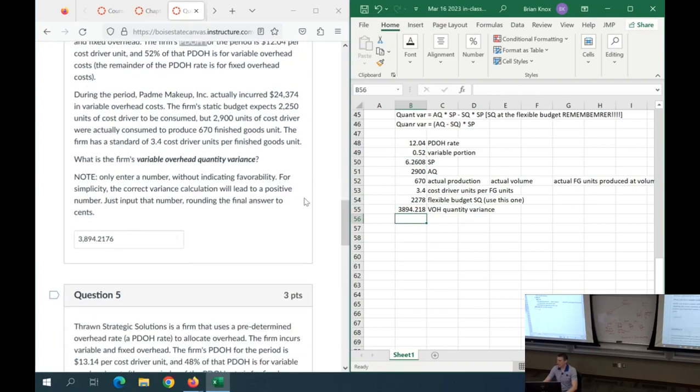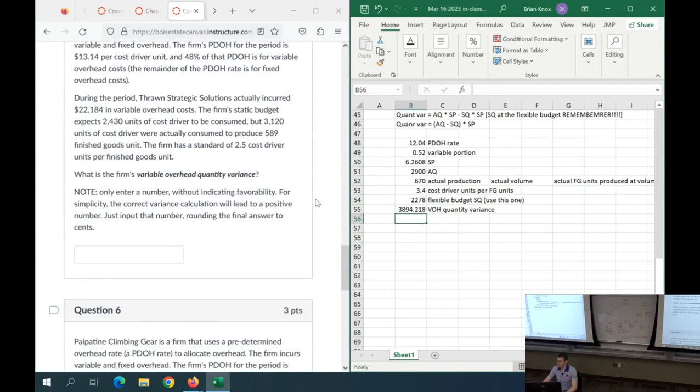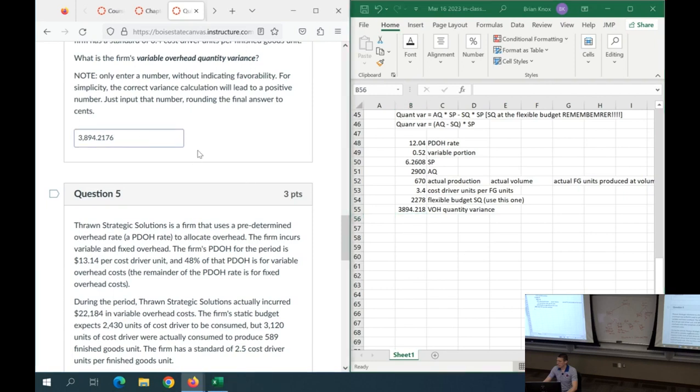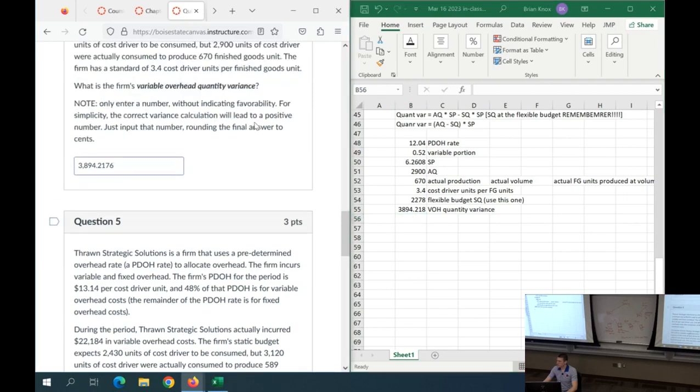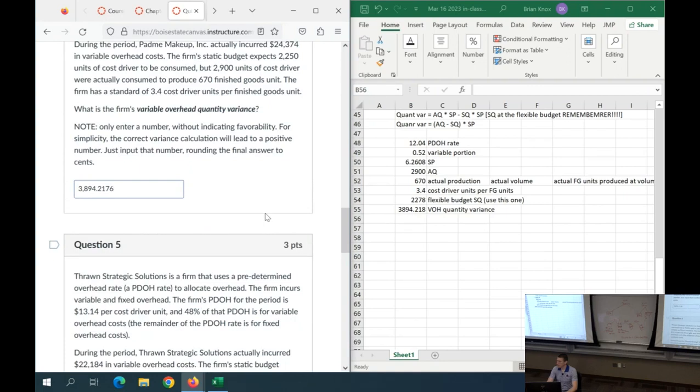Okay, let's move forward. You might want to change it to cents. This is round final reserve cents. Okay. There we go.